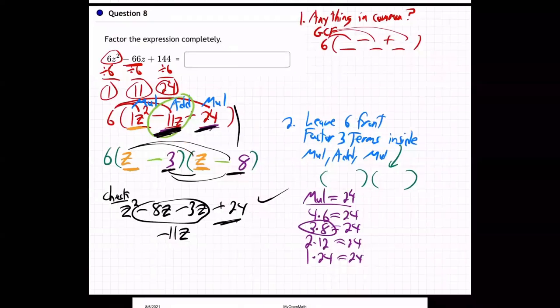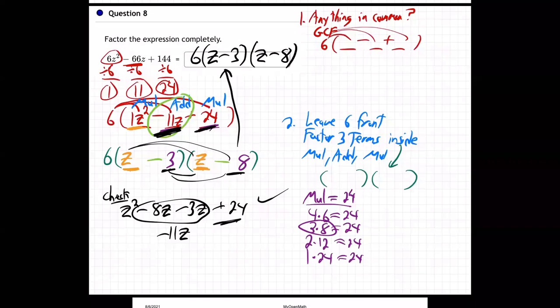That's the answer, so bring it up here. The answer is 6, z minus 3, z minus 8. You can do it either order. You could have the minus 8 coming first and the minus 3 in the back. It doesn't really matter. Either order, and there we go.